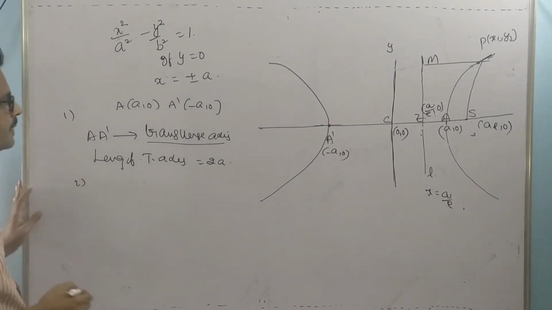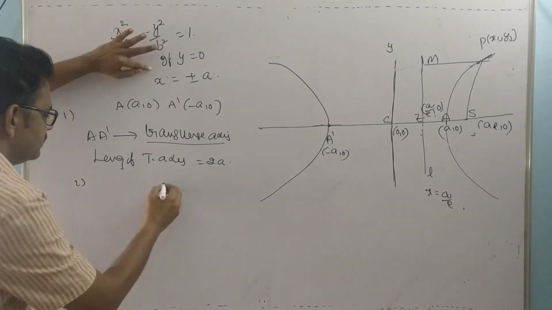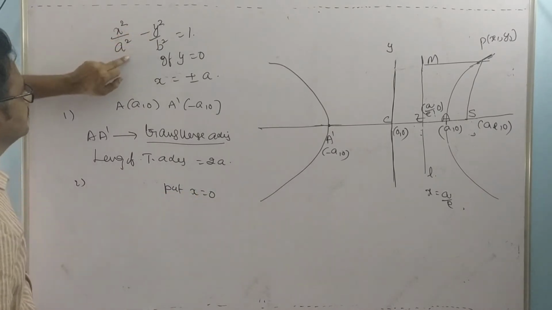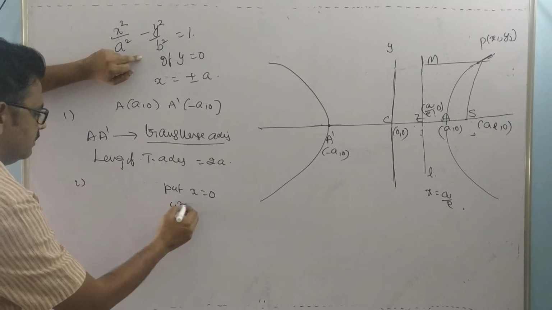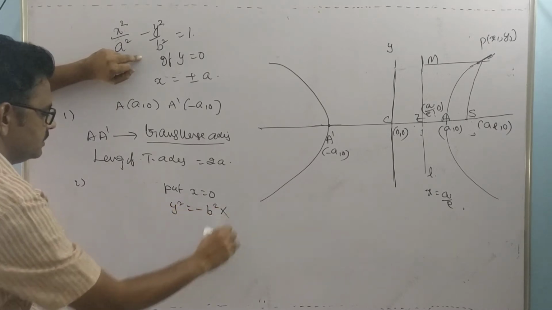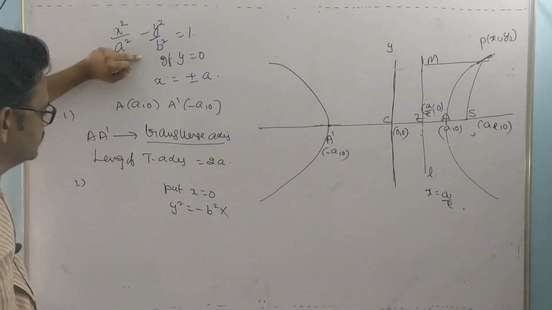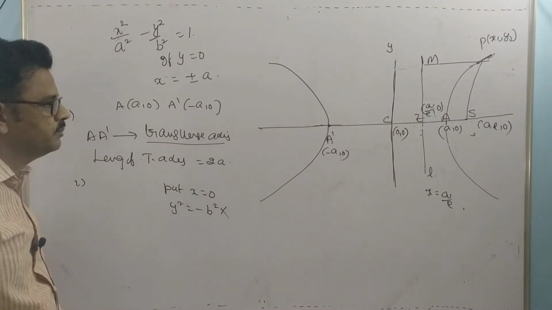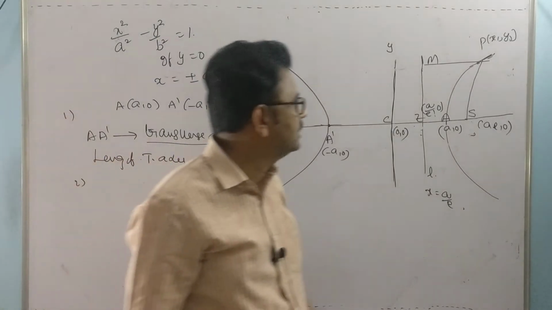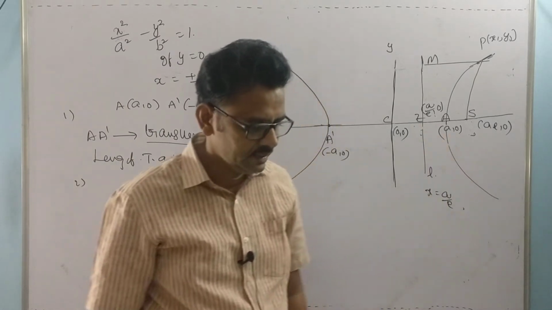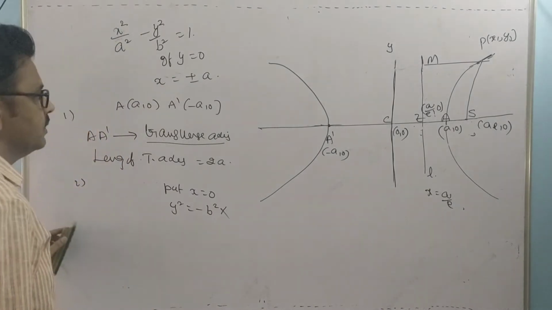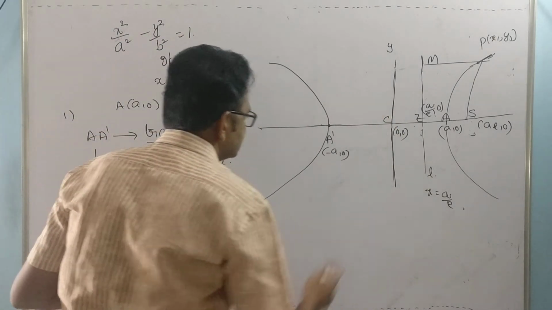Next, see here, if we put x equal to 0, then y square is equal to minus b square, which is not possible, because y square is positive and b square is positive. Y square equal to minus b square is not possible. So the hyperbola does not cut the y-axis.